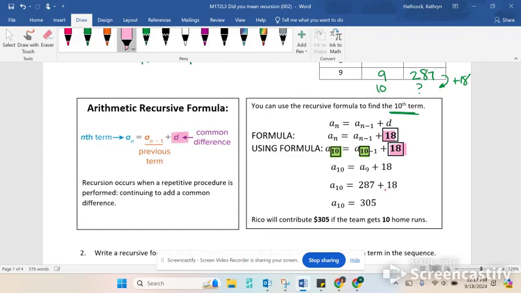Which is the same thing over here. It's saying that that's my common difference. On the foldable, I write CD, not just the letter D, so that I know it's a common difference. But this one is kind of weird.